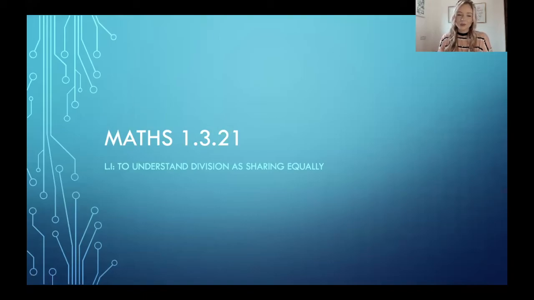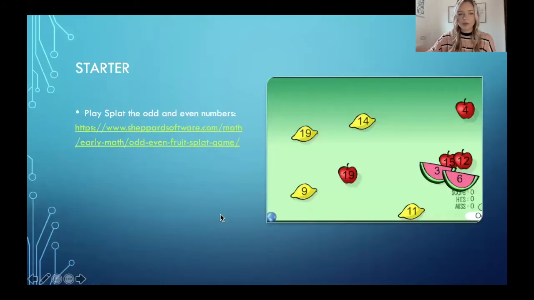Today in maths we are going to carry on with division, and today we're moving on to understand division as sharing equally. So this is a starter. I'm not going to play it with you, but this is something that you could do at home, or if you're in school then you could have a go at this. It's called Splat, and you have to splat the odd and the even numbers.